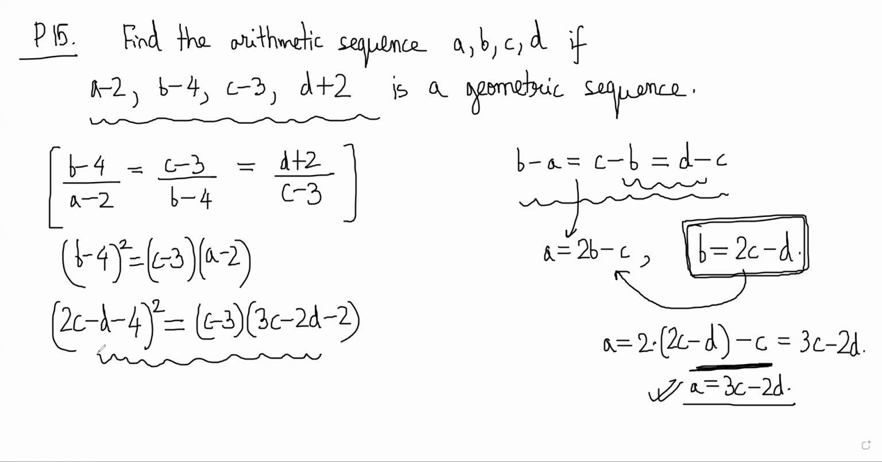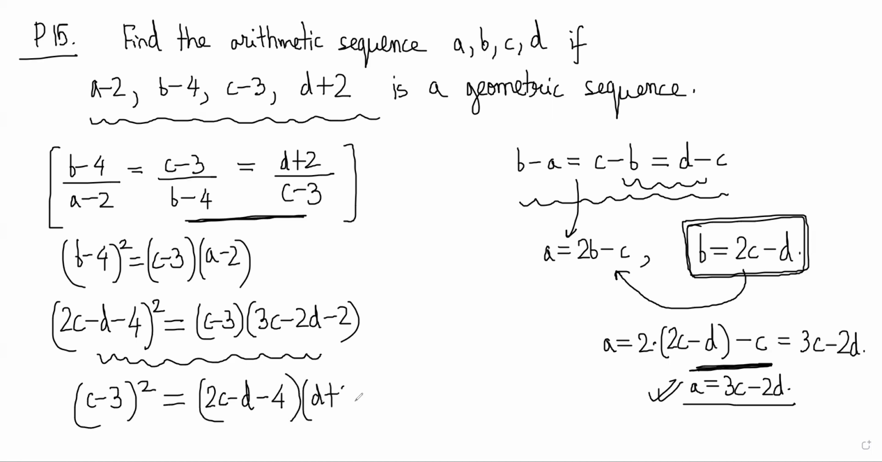Another equation that you can form is (C minus 3) whole square, taking these two, is equal to (B minus 4) into (D plus 2). B is what? 2C minus D. So it is (2C minus D minus 4) into (D plus 2). So these are the two equations I get from the geometric sequences. Correct? From here, I need to solve for C and D.